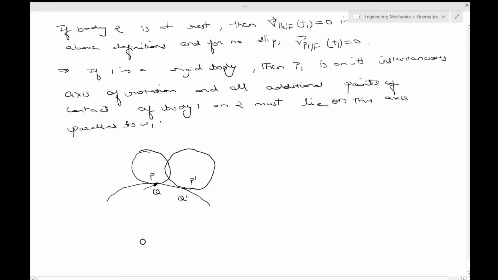The point is that when you have this, the velocity of this particular point is 0, which is the case over here. Okay, now let's have an equivalent definition.